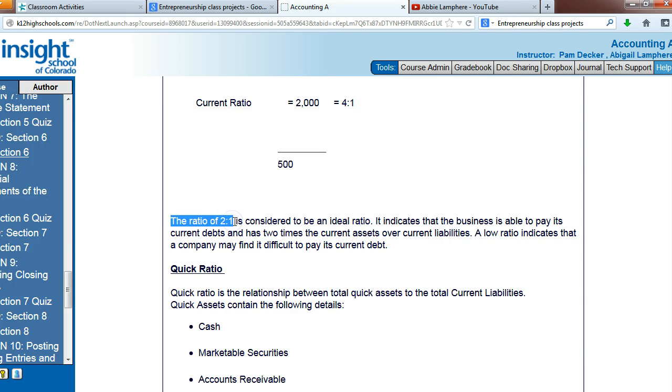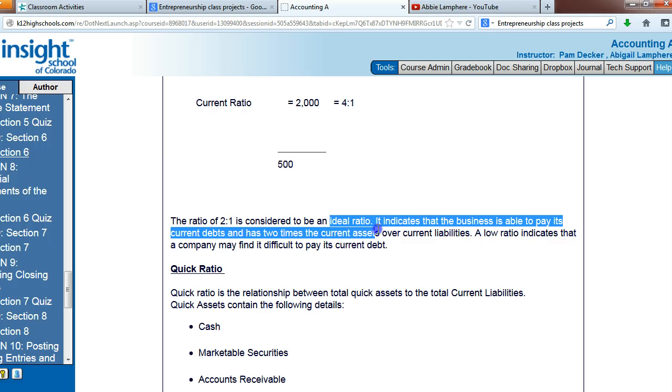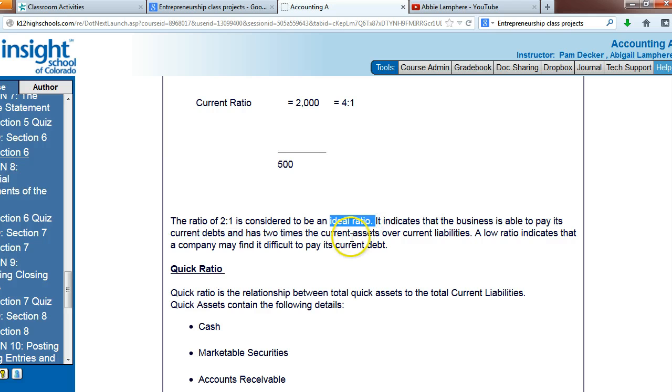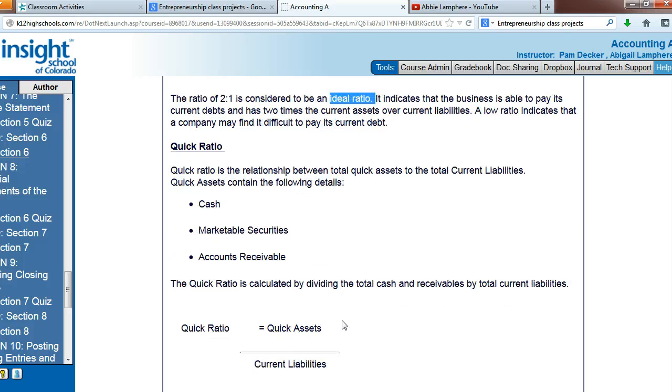This explains the purpose of the ratio. A ratio of 2 to 1 is considered to be an ideal ratio. It indicates that the business is able to pay its current debts and has 2 times the current assets over current liabilities. In the example above, we had 4 times the assets of our liabilities. A low ratio indicates that a company may find it difficult to pay its current debt. If our ratio is any lower than 2 to 1, that would mean it's going to be difficult for us to gather enough assets to pay off our current debt.